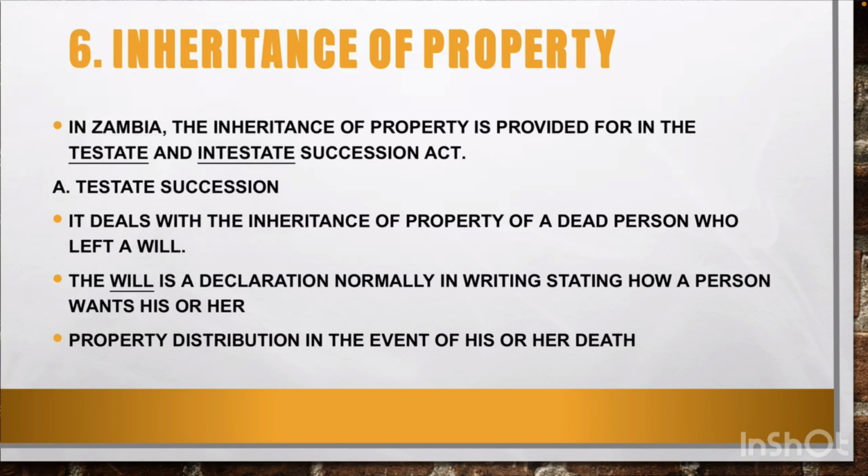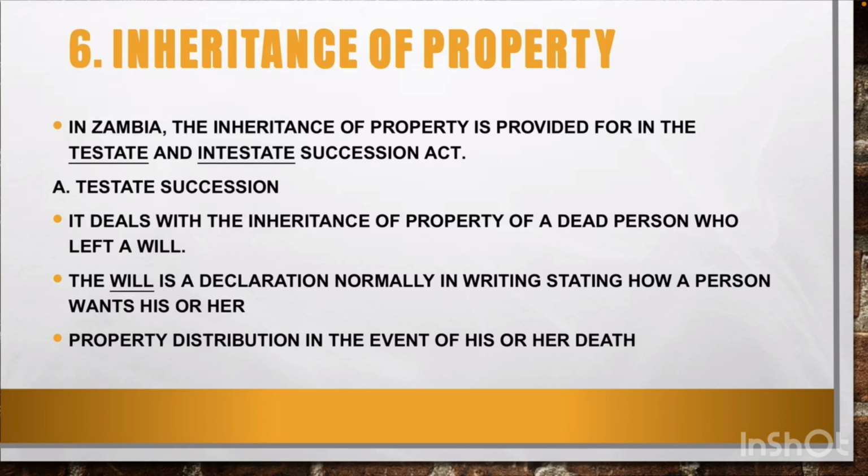Inheritance of property. In Zambia, the inheritance of property is provided for in the Testate and Intestate Succession Acts. We have 2 acts that guide the inheritance or sharing of property. Testate succession deals with the inheritance of property of a dead person who left a will. What is a will? A will is a declaration, normally in writing, stating how a person wants his or her property to be distributed in the event of his or her death.